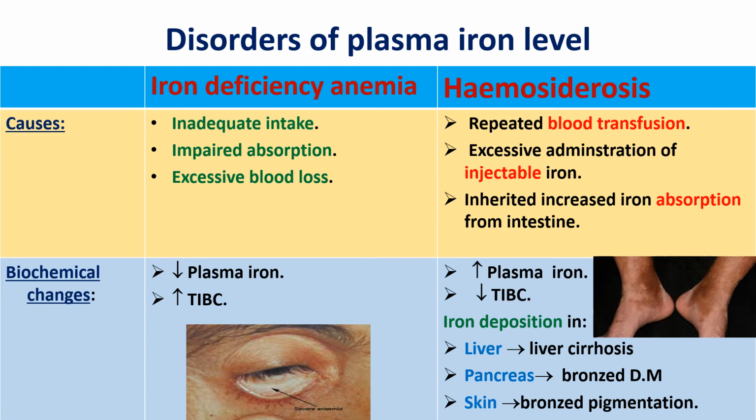In iron deficiency anemia, iron is low while the TIBC is high. TIBC is high due to the increased amount of transferrin available to bind iron. While in hemosiderosis, there is increased plasma iron and decreased TIBC, which indicates decreased amount of transferrin available to bind iron because the transferrin is already saturated. When the iron is increased, it becomes deposited in several organs like the liver, pancreas, and skin. In the liver, it causes liver cirrhosis. In the pancreas, it causes bronzed diabetes, and in the skin, it causes bronzed pigmentation.